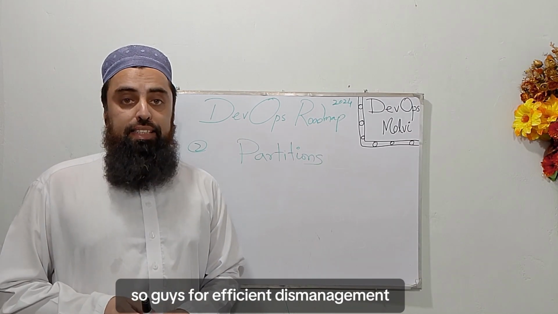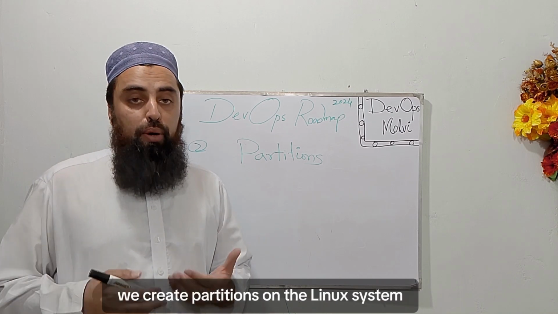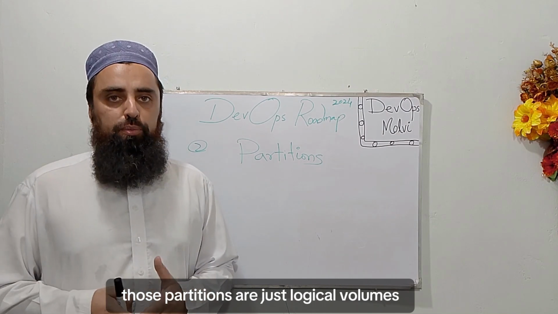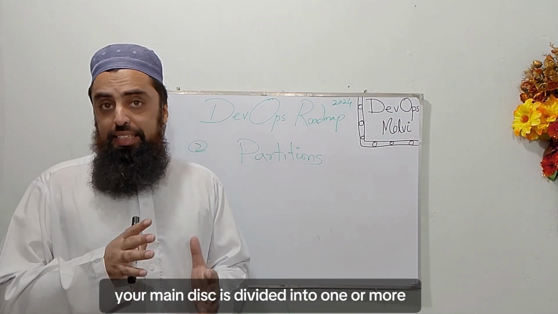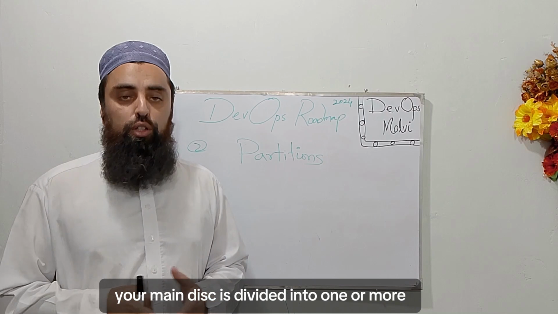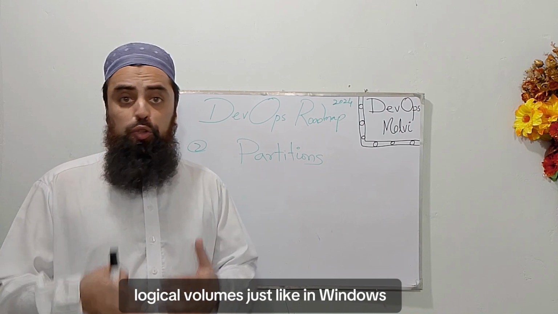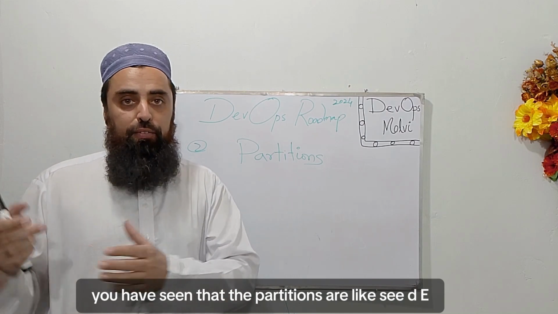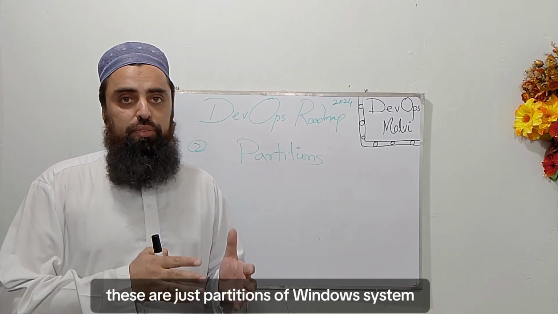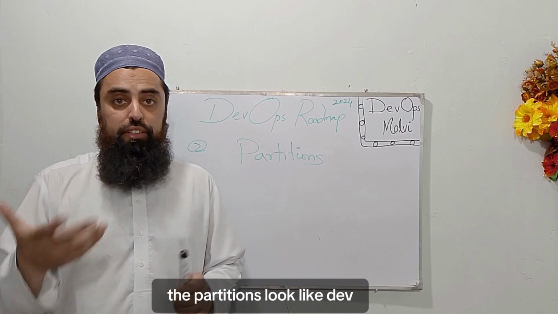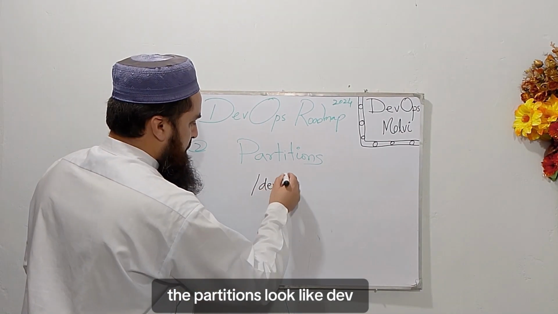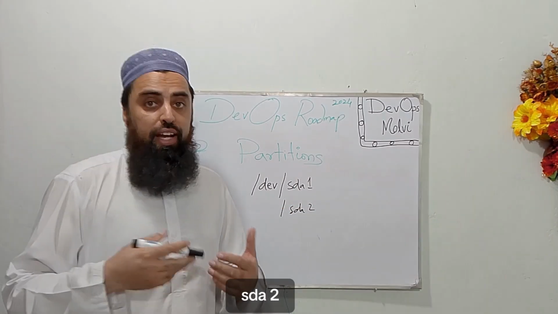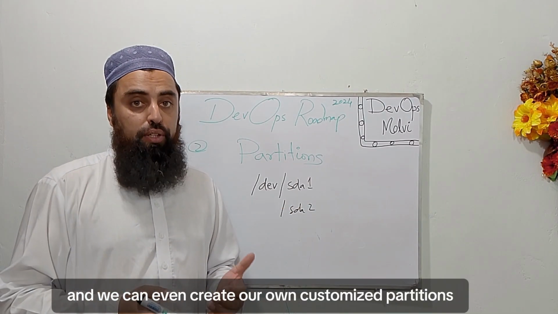So guys, for efficient disk management, we create partitions on a Linux system. Those partitions are just logical volumes on a Linux server. So your main disk is divided into one or more logical volumes. Just like in Windows, you have seen that the partitions are like C, D, E. These are just partitions of a Windows system. And just like that, in a Linux system, the partitions look like /dev/sda1, /dev/sda2. And we can even create our own customized partitions.